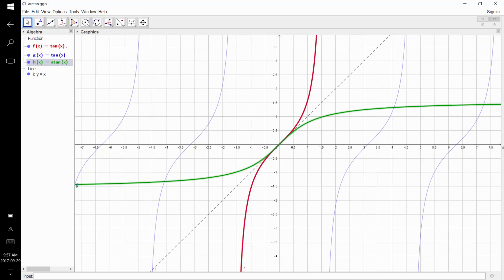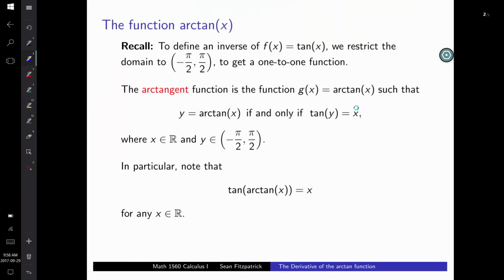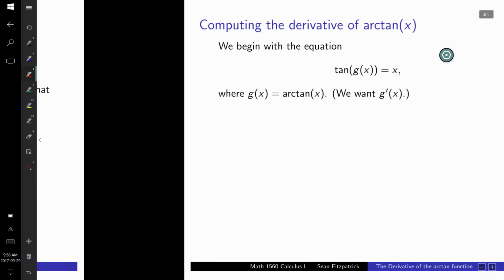So notice that the inverse tangent function, the arctangent function, has domain all real numbers. The range goes from minus pi over 2 down here to plus pi over 2 up here. So this is how we define the inverse tan function. Again, saying y equals arctan x is the same thing as saying that tan of y equals x, with this additional condition that among all of the various y values that might satisfy this equation, we have to take the one that lies in this interval. We're going to use that relationship to calculate the derivative.